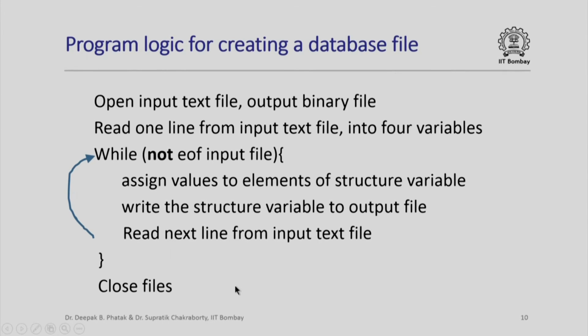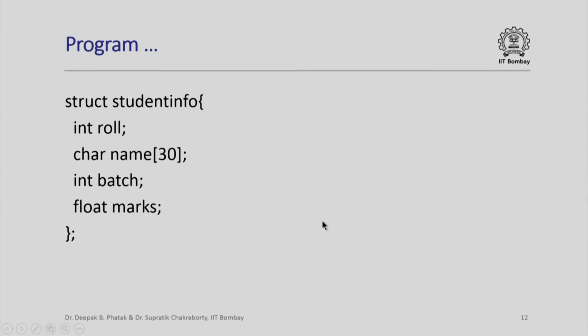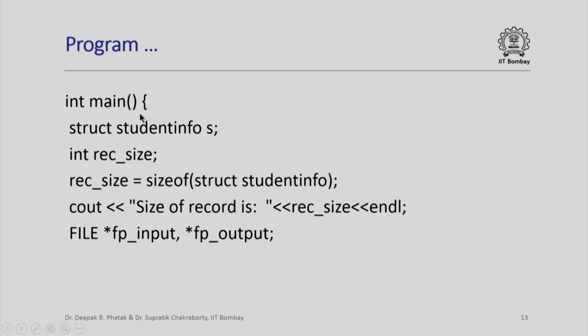That is the simple program logic. Let us look at the program itself. After the include statements, we look at the structure definition. Struct student_info, we have already seen this definition. Please note that this defines a new sort of data type or abstract data type called student_info. In the main program, we define a variable S of the type struct student_info.